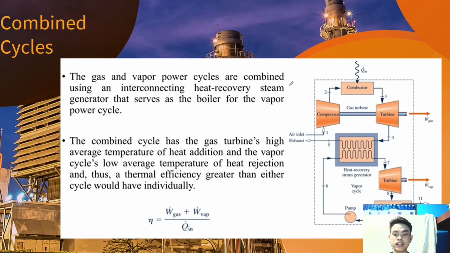The combined cycle has the gas turbine's high average temperature of heat addition and the vapor cycle's low average temperature of heat rejection, and thus a thermal efficiency greater than either cycle would have individually. We can calculate the efficiency for this combined cycle by the net work done across the gas cycle added to the net work done across the vapor cycle, divided by the heat content that is being supplied.